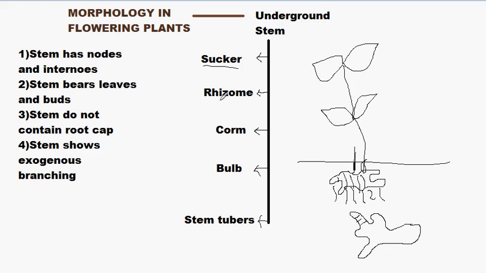Okay, what can be other examples of such a type of rhizome? It can be turmeric, it can be kanna. Kanna is a common name, it is not a scientific name. So let me write down the example, and then we will see some pictures. So examples can be ginger, it can be turmeric, and it can be kanna as well.